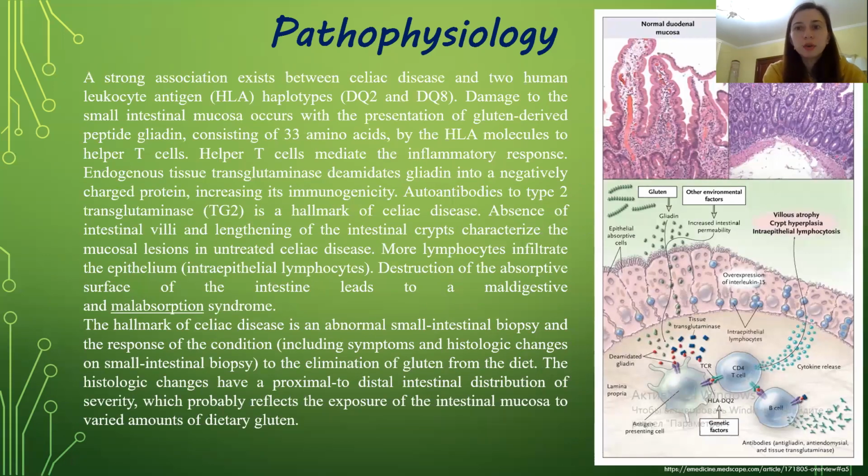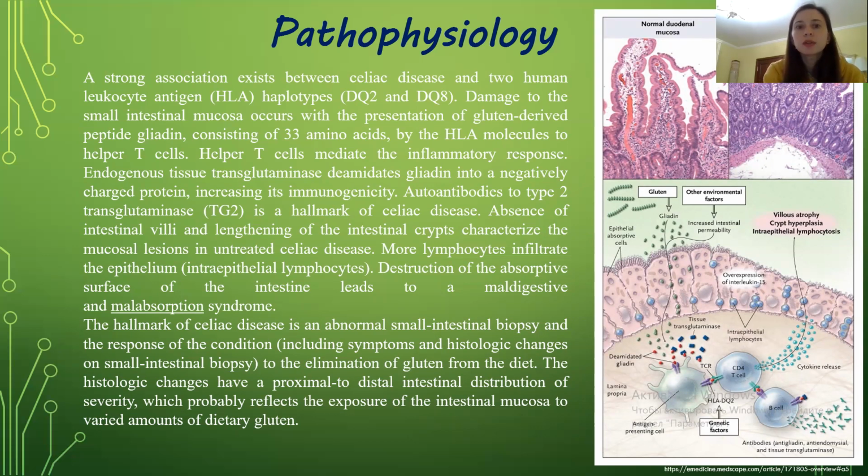And pathophysiology. A strong association exists between celiac disease and two human leukocyte antigen, HLA, haplotypes DQ2 and DQ8. Damage to the small intestinal mucosa occurs with the presentation of the gluten-derived peptide gliadin, consisting of 33 amino acids, by the HLA molecules to helper T cells. Helper T cells mediate the inflammatory response.